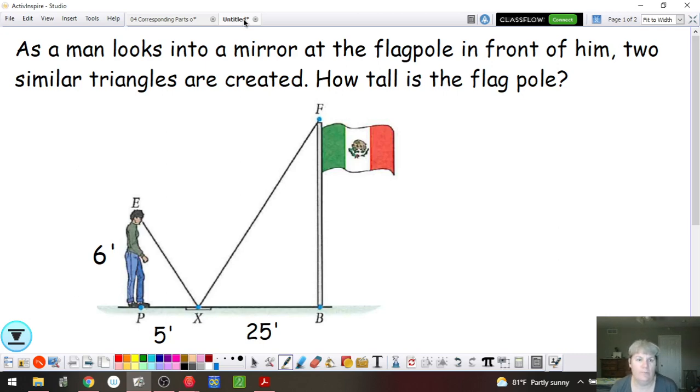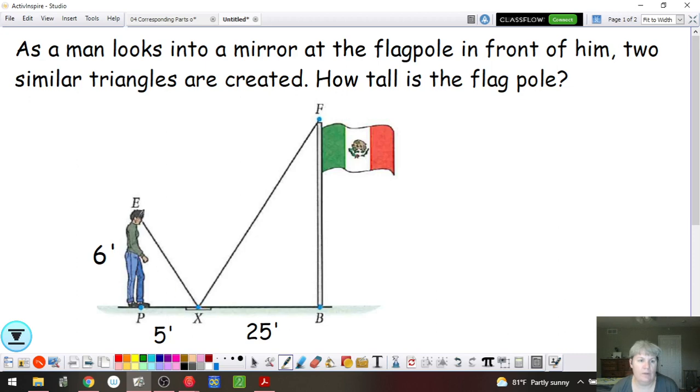So here we have a picture where a man looks into a mirror at the flagpole in front of him. Two similar triangles are created. How tall is the flagpole? So this looks very similar to our situation with the mirrors. So the mirrors would be at point X.